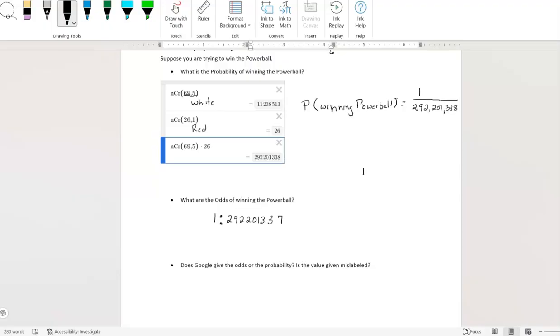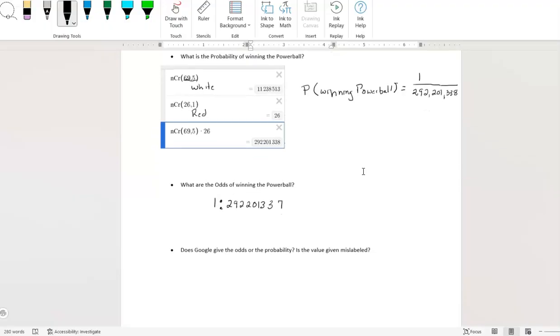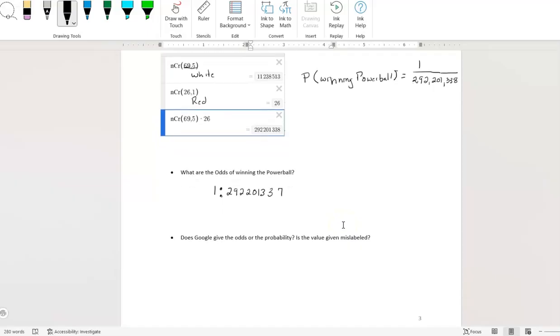So now, does Google give us the odds or the probability, and is that value mislabeled? In other words, if you ask Google, what is the odds of winning the Powerball, what answer do you think it's going to give you? And is that answer correct? I'll let you go and explore that and find out whether Google is giving us the probability or the odds.